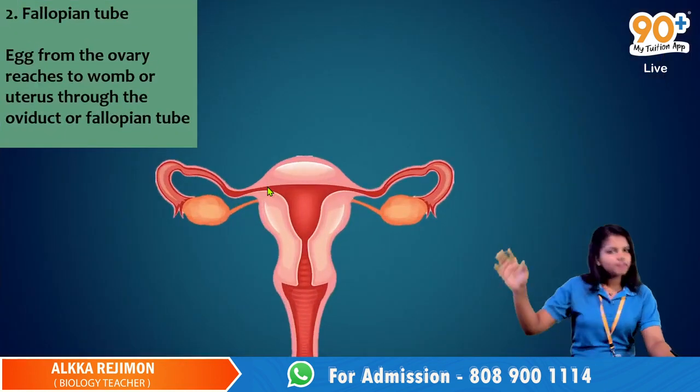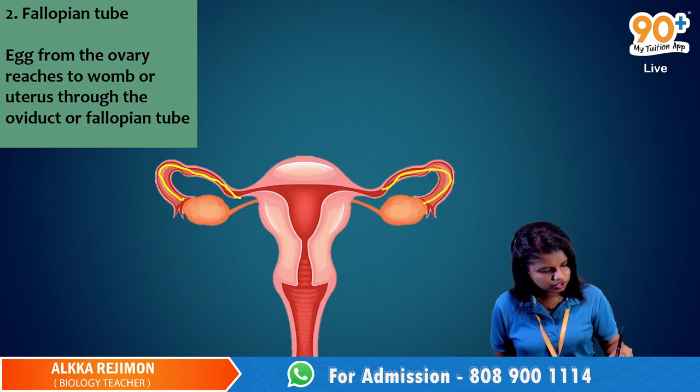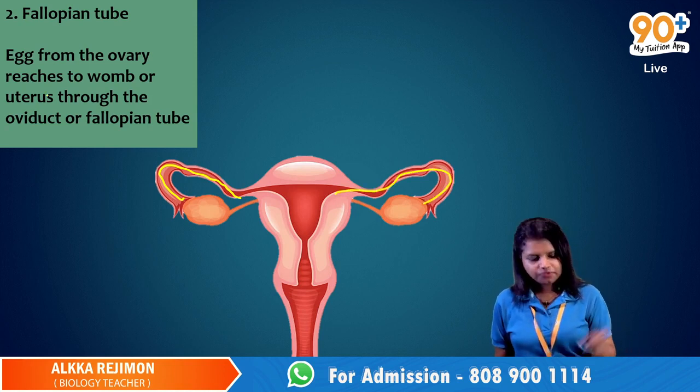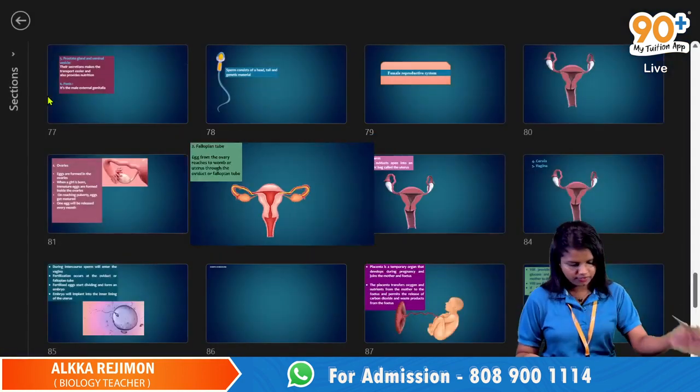The next part is fallopian tube. It is this tube-like structure which is connecting the ovary to the uterus. And the egg from the ovary reaches the womb or the uterus through this oviduct or the fallopian tube.